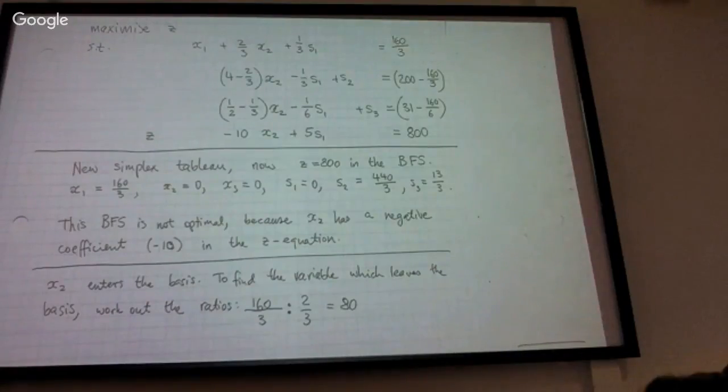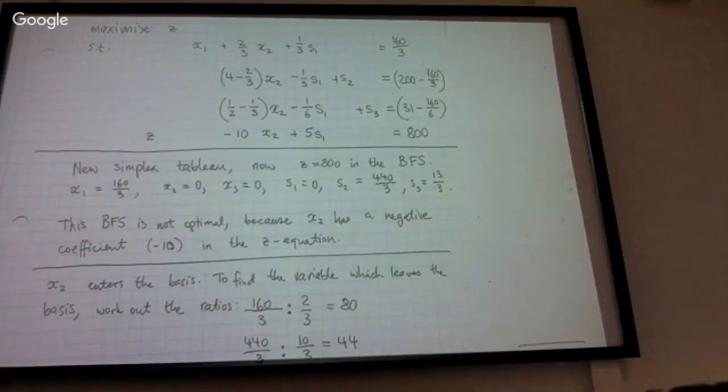And the next one is 440 thirds divided by, oh dear, 10 thirds, is that correct? Yeah. You have to keep an eye on my arithmetic because I'm going to make mistakes, I'm fairly sure. What do we get here? 44.